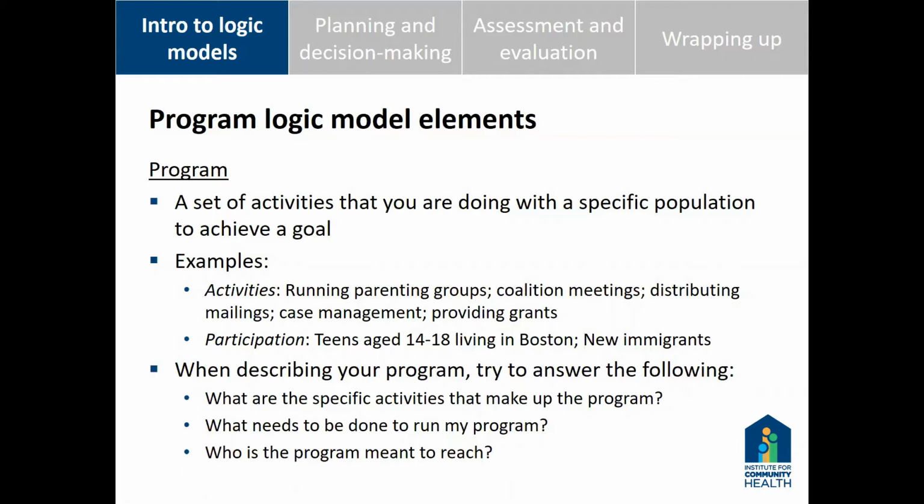The participants could be demographically specific, or they could be broader categories. For example, they could be teens aged 14 to 18 living in Boston, or a very broad category such as new immigrants. And when you are describing your program, really try to answer the following questions. What are the specific activities that make up the program? What needs to be done to run my program? And who is the program meant to reach?